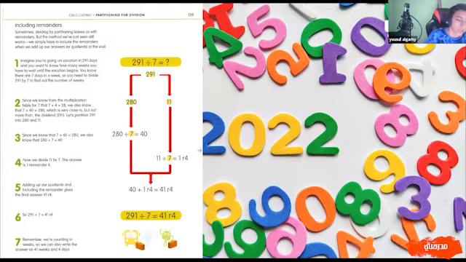Okay, so you're right. It is 41, but the remainder is another number. Yes, you're right. The remainder is 4. So it's 41 with a remainder of 4. All right, so 291 divided by 7 is 41 with a remainder of 4.